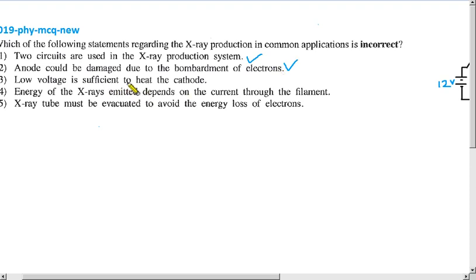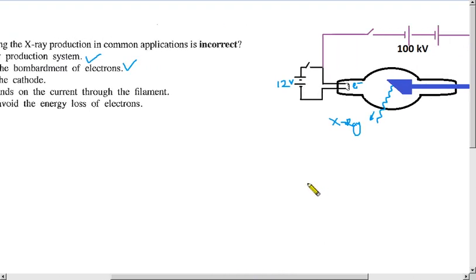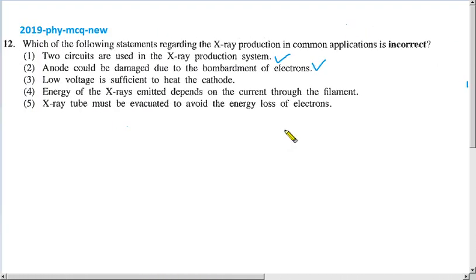Low voltage is sufficient to heat the cathode. Yes, that is correct. You just have to light up this bulb. This one is a bulb. So to light up this bulb, 12 volts is enough. So that is also correct. This one also correct.